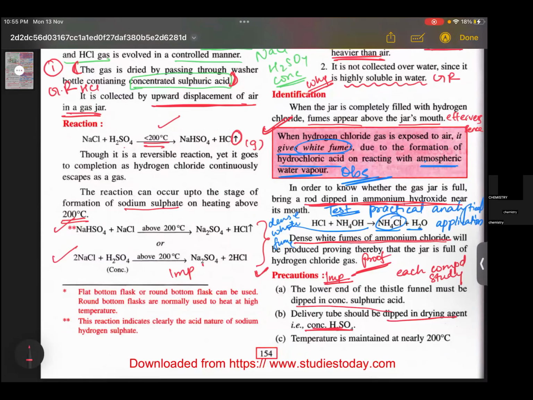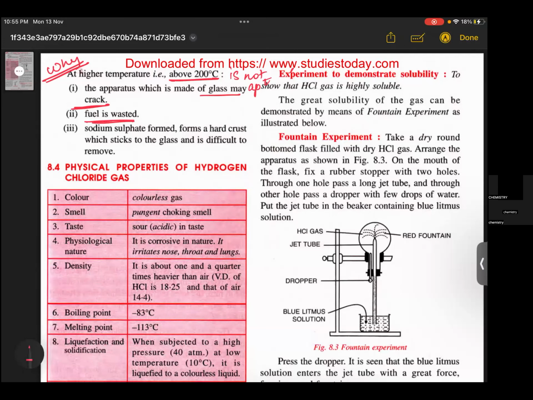Now, we are coming to the reason why a temperature above 200 degrees Celsius is not apt. Because at higher temperature, the glass apparatus may crack, fuel is wasted, and sodium sulfate forms a hard crust which sticks to the glass and is difficult to remove. So we have: glass may crack due to the heat, fuel is wasted, and the sodium sulfate forms a hard crust which is difficult to remove. So these three given reasons are again super important.